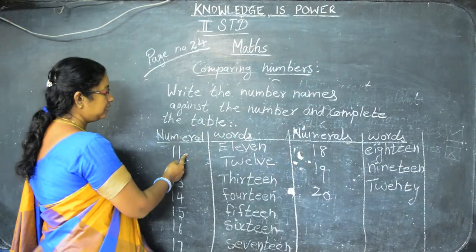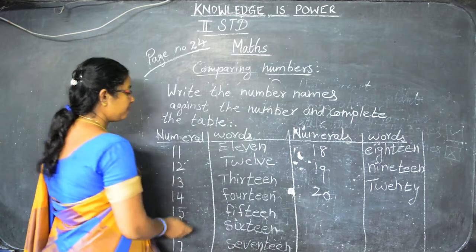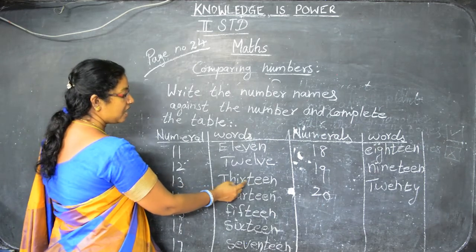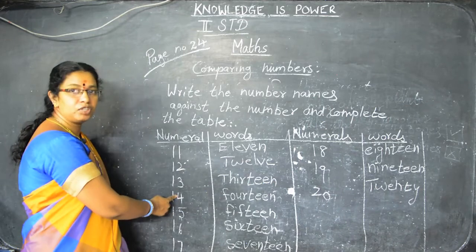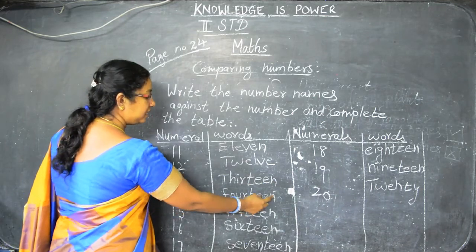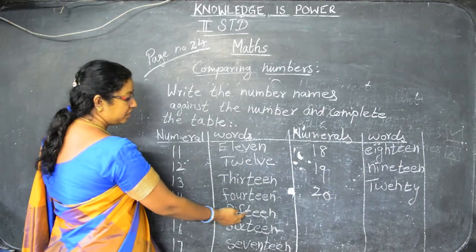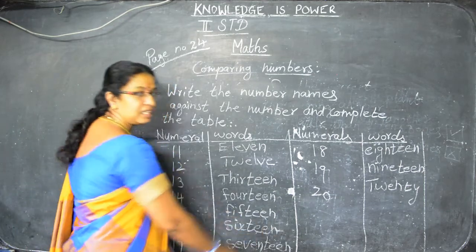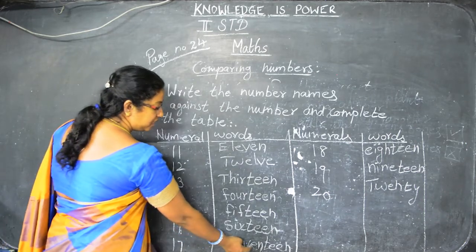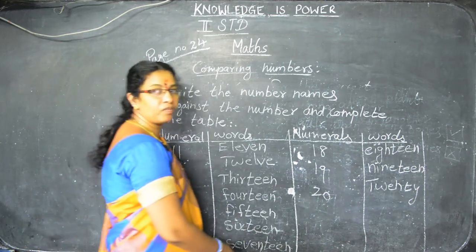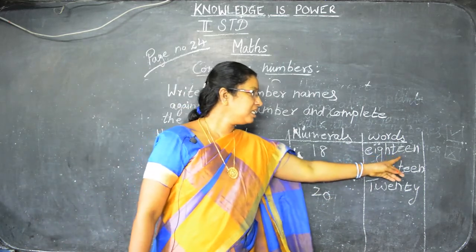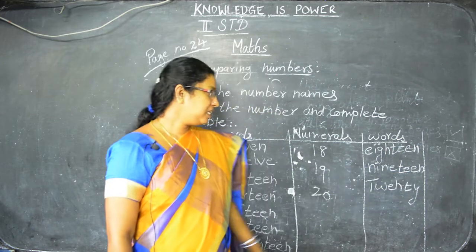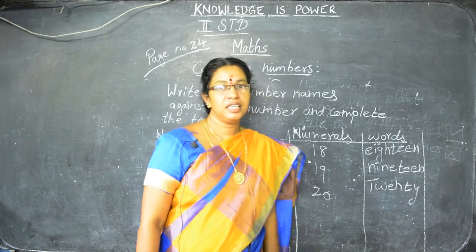See here children. 11, E-L-E-V-E-N. 12, T-W-E-L-V-E. 13, T-H-I-R-T-E-E-N. 14, F-O-U-R-T-E-E-N. 15, F-I-F-T-E-E-N. 16, S-I-X-T-E-E-N. 17, S-E-V-E-N-T-E-E-N. 18, E-I-G-H-T-E-E-N. 19, N-I-N-E-T-E-E-N. 20, T-W-E-N-T-Y.